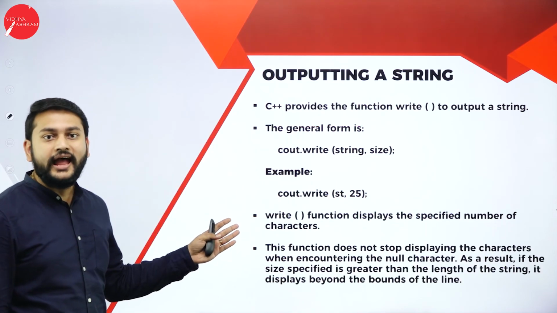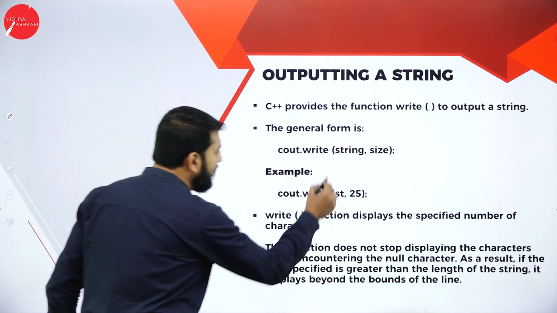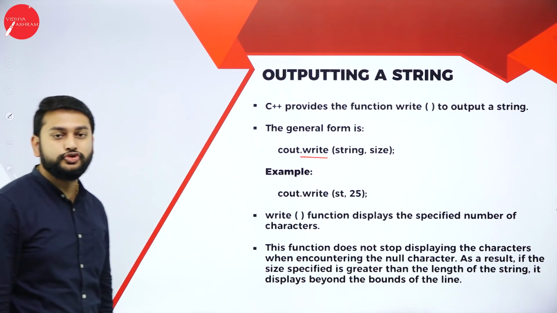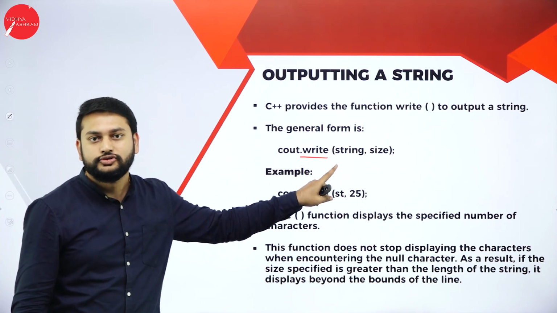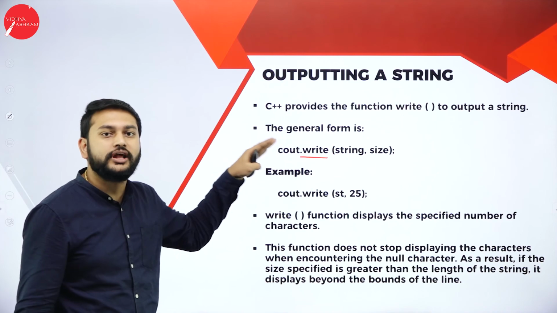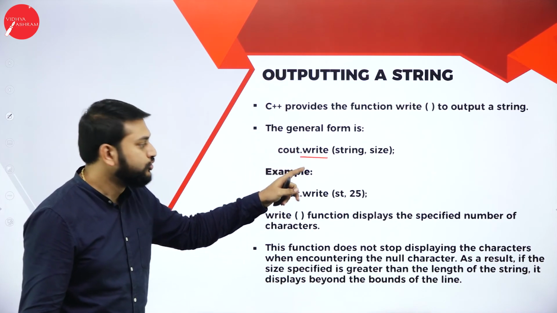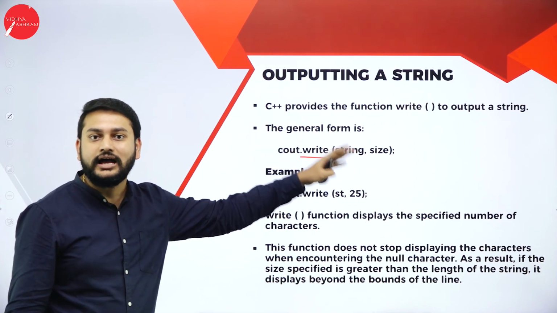So what's the next one that I have? Outputting a string. So guys, only this you need to observe. What is it that I have? cout.write. So the only change that I have is cout.write. So the string as well as the size remains as it is.